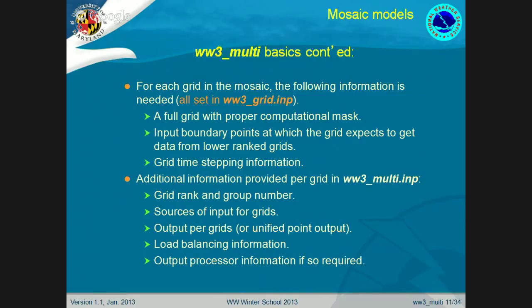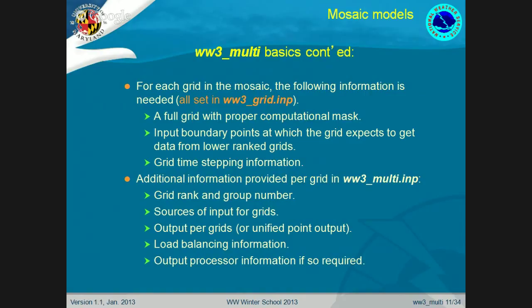And so for each grid, in that mosaic of grids, you need to provide the following information. Of course, this is done when you run w3 grid.inp. So one is a mask for this grid, so the land-sea boundary. The location of the input points at which the grid expects to get data from the lower rank grids. So this is the same idea as if you do nesting. You have to tell WaveWatch where the input is coming from the parent grid. And of course, you need to provide the time steps for each grid.